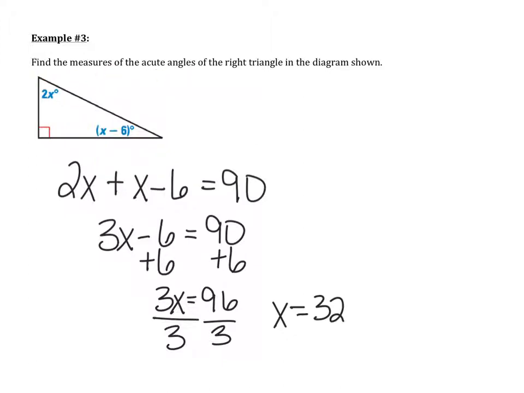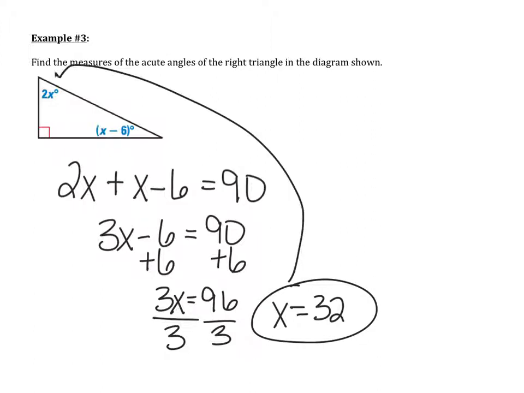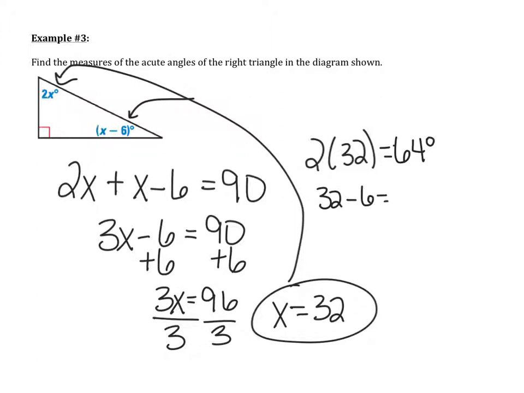So now that I know that x is 32, I'm going to substitute it back in to both of these to solve for the two angles. So one of them would be 2 times 32, which is 64, so it'd be 64 degrees. And our last one is x minus 6, so I would take 32 minus 6 to get 26 degrees. Another way I could have found it was by taking 90 minus the 64, which I still would have gotten 26, since I know that these two angles had to be complementary, which means they had to add up to 90 degrees. So again, my two answers were 64 degrees and 26 degrees.